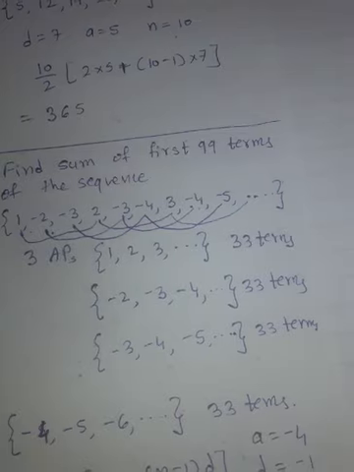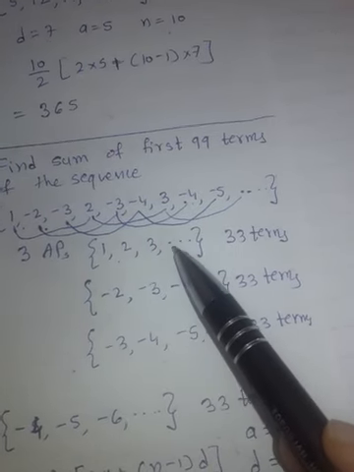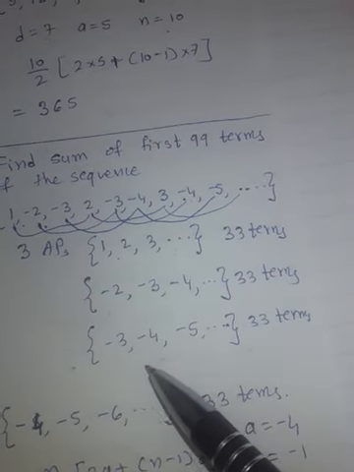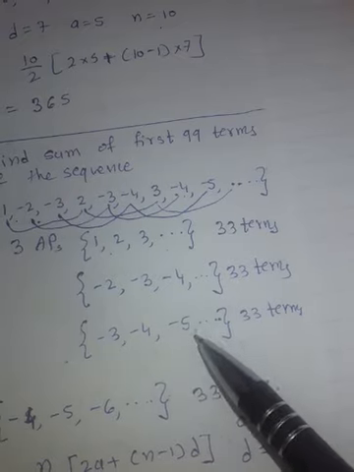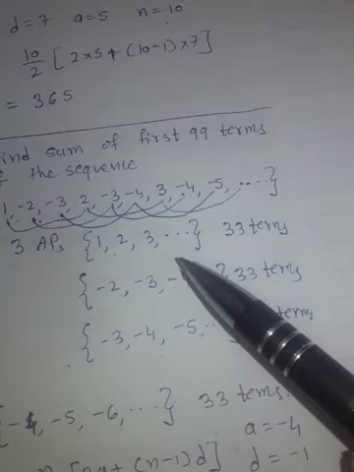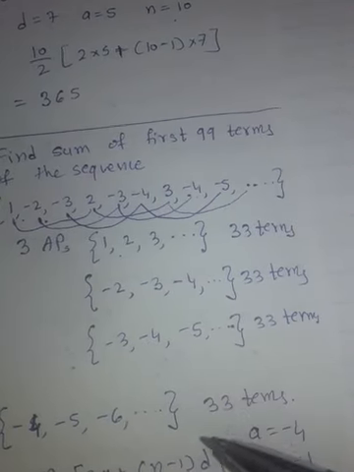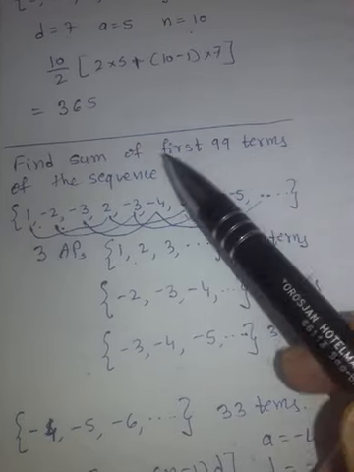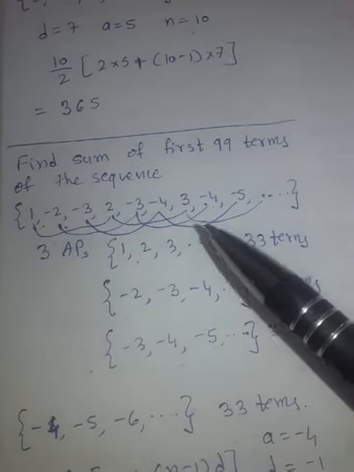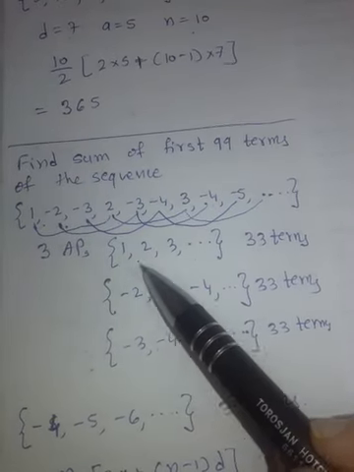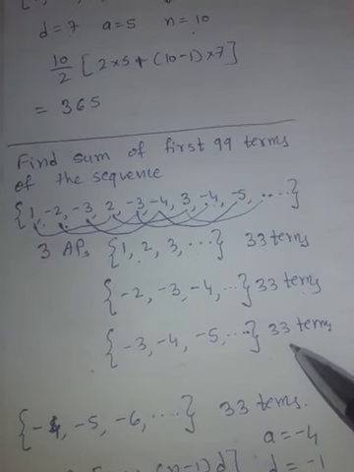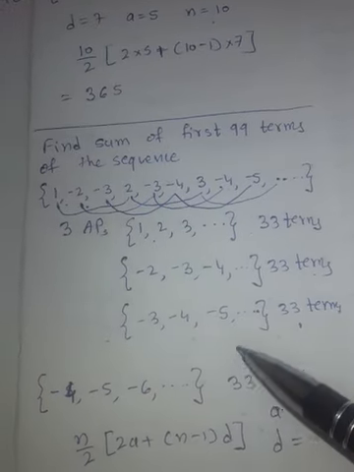So what do you observe now? This is one AP, 1, 2, 3, 4. This is another AP, -2, -3, -4. And this is the third AP, -3, -4, -5, -6 and so on. So this is a combination of 3 different APs. Understood this? Now I want the sum of the first 99 terms. Since there are 3 APs, this AP will have 33 terms, this one will also have 33, and this one will also have 33. All of them get 33 terms. Am I right?